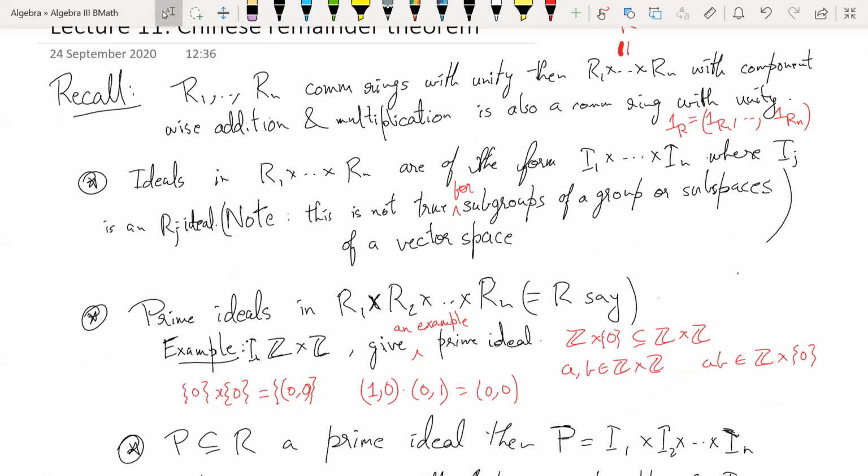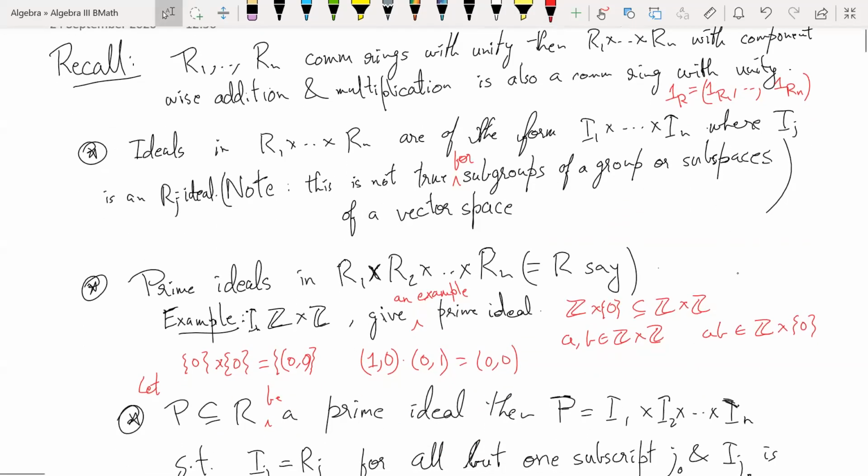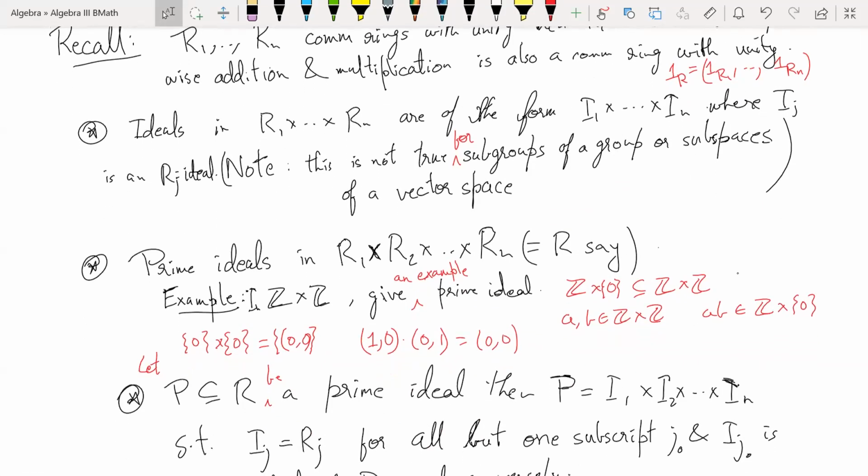Let P contained in R be a prime ideal. We want to categorize it. What can we say about P? First, because P is an ideal, it is going to be of the form I1 cross I2 cross up to In. But then one needs some restriction on the Ij's. The categorization is that Ij must be equal to Rj, the whole ring, for all but one subscript, some j naught. And I_j naught should be a prime ideal in R_j naught.